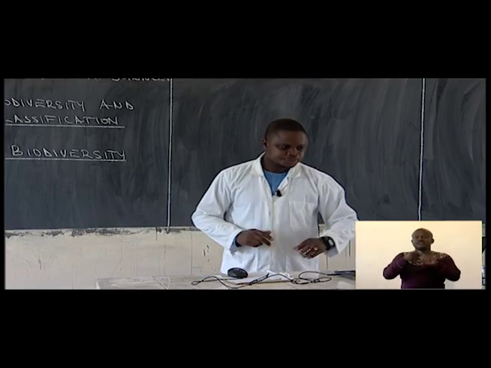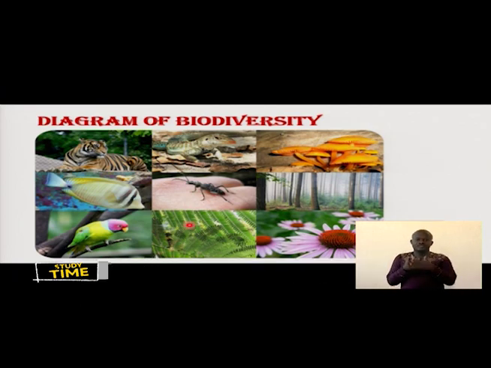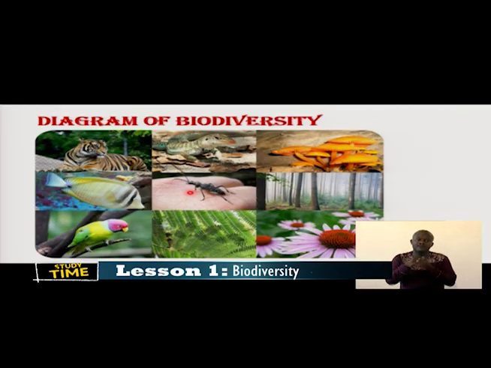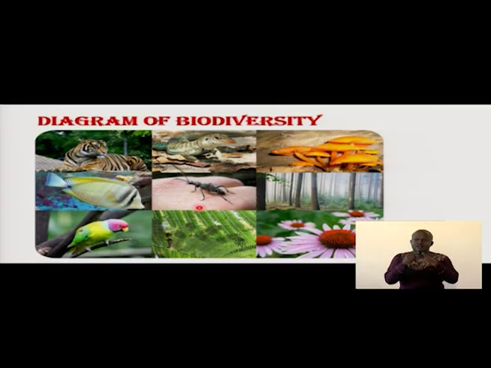Dear students, here is the diagram of biodiversity. You can see this diagram is showing different plants and animals. Like you see here, we have flowering plants. You can see we have different trees. We have non-flowering plants. We have birds, we have fish, mammals, reptiles, insects, and fungi. So this one is showing different organisms living in a habitat. So that is what we call biodiversity.